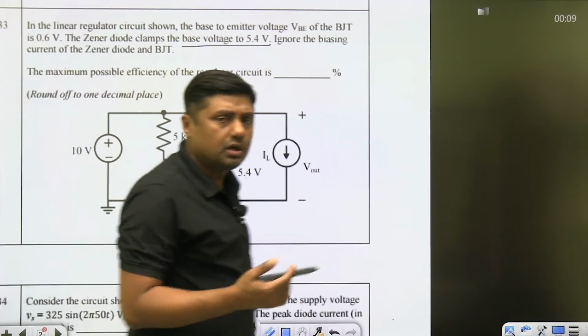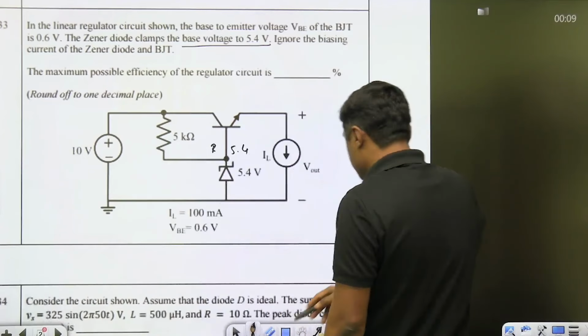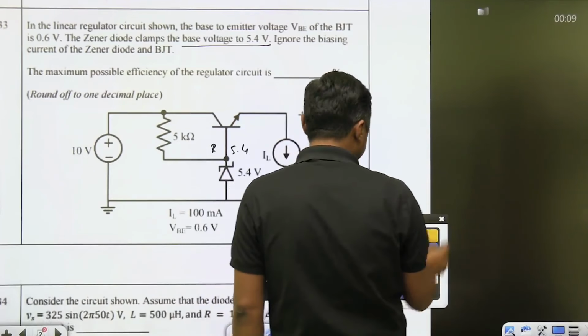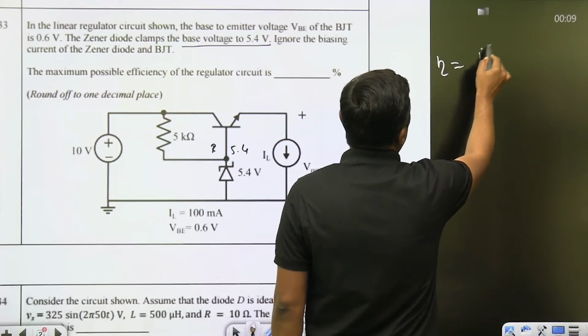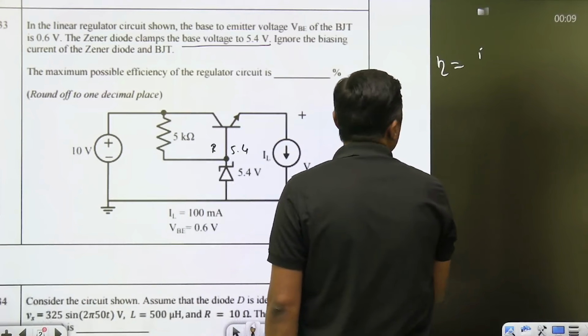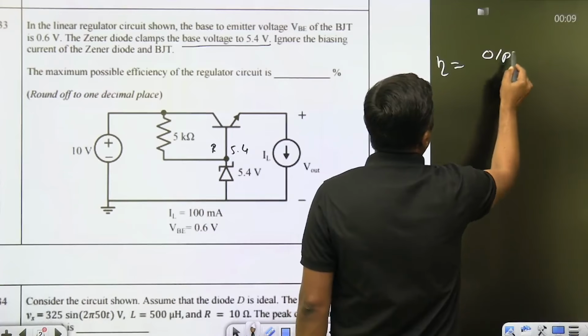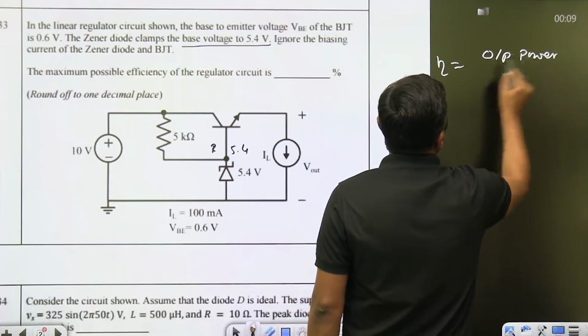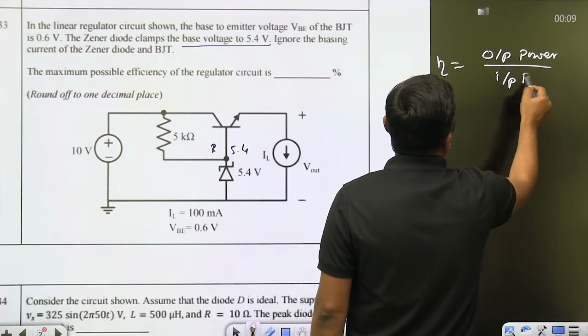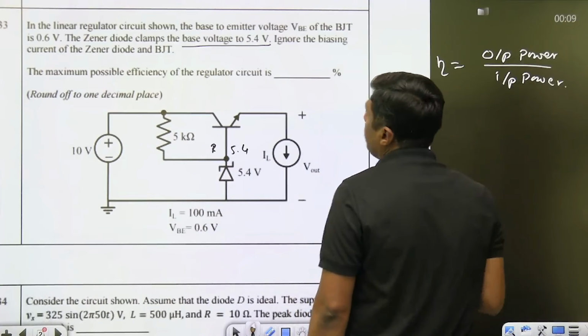What is the meaning of efficiency? Efficiency means we can say output power upon input power. That may be the efficiency.